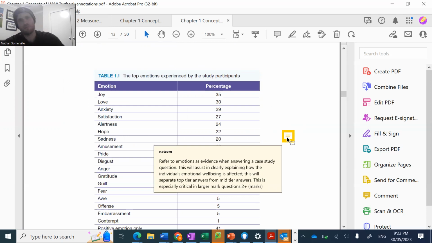Right, so when we're doing case study questions and we're talking about emotional health and well-being, we're assessing a scenario, and just say it's someone that is potentially getting bullied at school. That's what the case study is about. And we talk about how their emotional health and well-being could be affected.